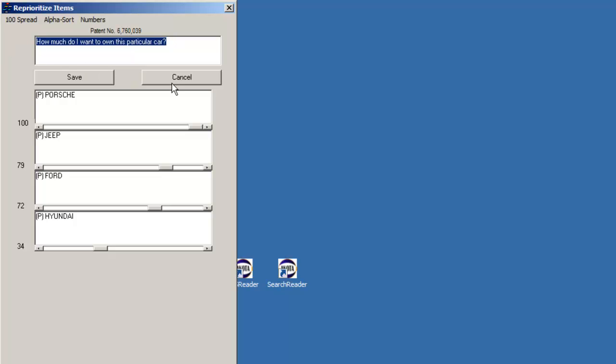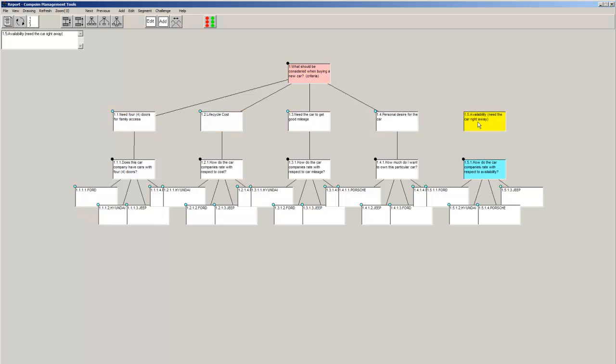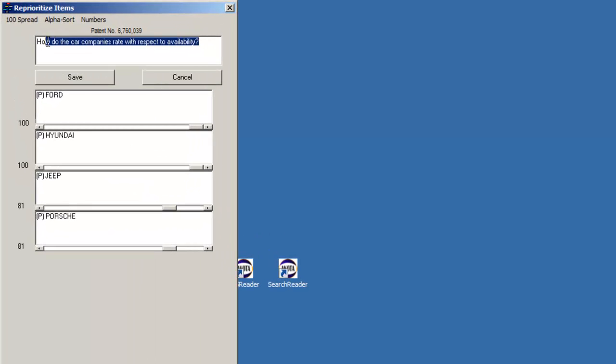In desire for car, I know I want a Porsche, so that is rated the highest. A Jeep might be fun, and that rates second, followed by Ford and Hyundai. Finally, availability. Both Ford and Hyundai are available off the lot, while I would have to wait a couple of weeks for a Jeep or a Porsche.